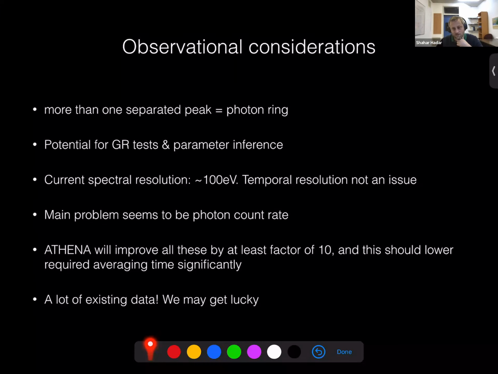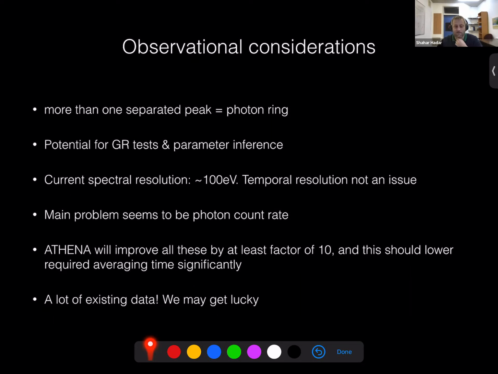to compute this correlation function. So it turns out that more than the spectral resolution, and certainly more than the temporal resolution, the main issue, which it's not yet clear if we expect to see with current data or not, but which it would be great if it could be improved in future experiments, is the photon count rate, is the collecting area.